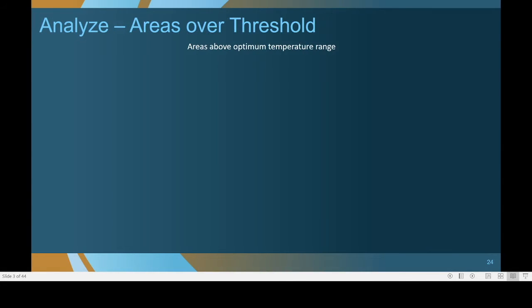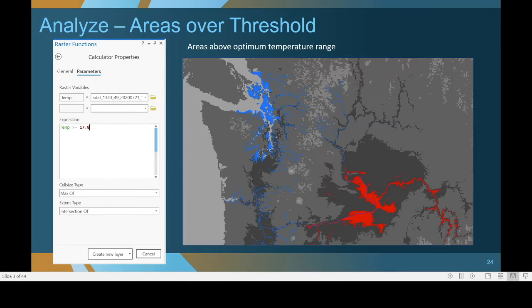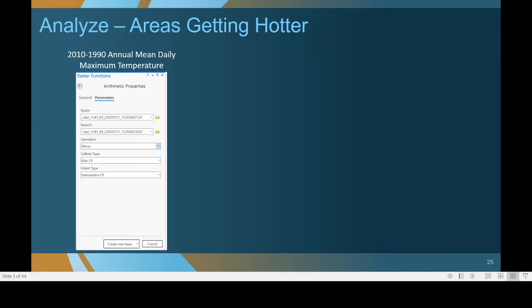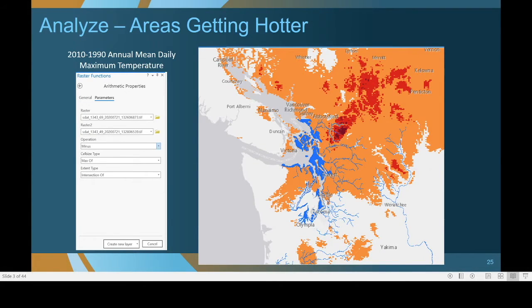Next, you can employ the Raster Calculator to identify areas over the threshold for a typical habitat. Again, these areas are shown in red, and we can see that a few areas overlap with critical habitat. You can also use the Raster Calculator to compare the data from over the 20 years to identify differences and identify where areas are getting hotter.